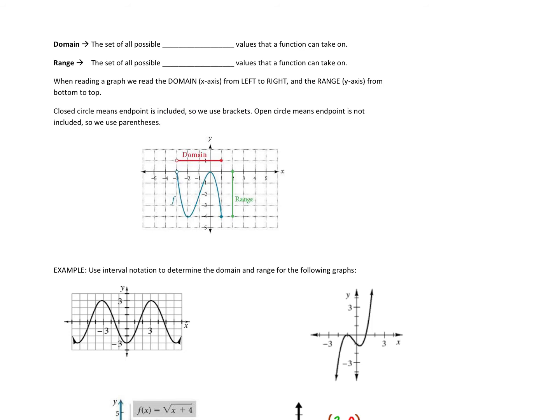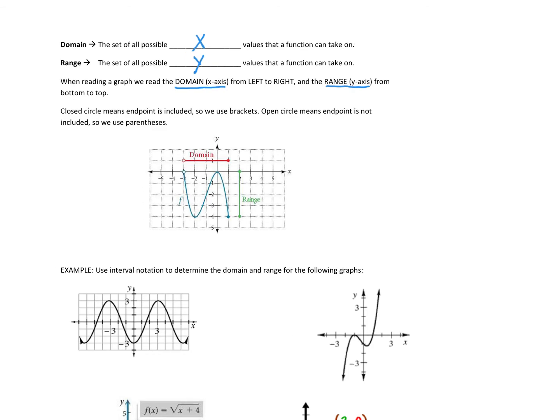So now let's talk about domain and range. As we stated before, the domain is the set of all possible x values that a function can take on. These are our inputs. And the range is the set of all y values that a function can take on. When we read a graph, the domain comes from the x-axis and the range comes from the y-axis. So we're always going to read our domain left to right, and we're going to read our range bottom to top.